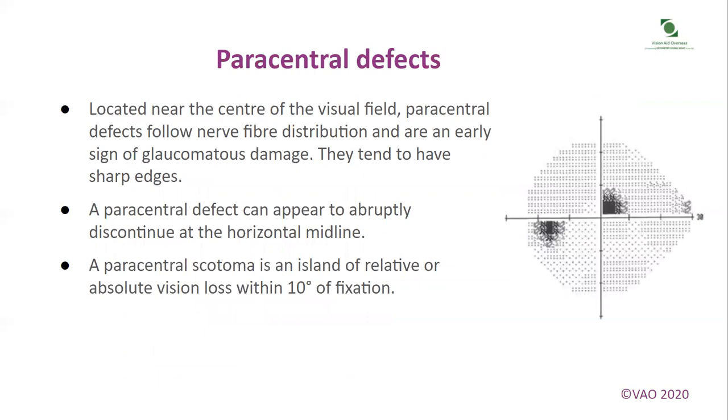Paracentral defects. Located near the center of the visual field, paracentral defects follow nerve fiber distribution and are an early sign of glaucomatous damage. They tend to have sharp edges. A paracentral defect can appear to abruptly discontinue at the horizontal midline. A paracentral scotoma is an island of relative or absolute vision loss within 10 degrees of fixation.